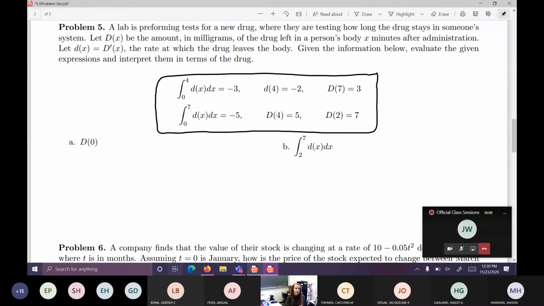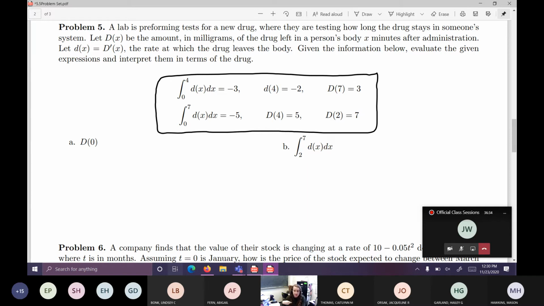All right, so technically this full question is: a lab is performing tests for a new drug. They're testing how long the drug stays in someone's system. Let D of X be the amount in milligrams of the drug left in a person's body X minutes after administration. Let little d equal big D prime be the rate at which the drug leaves the body. Given the information below, evaluate the given expressions and interpret them in terms of the drug.